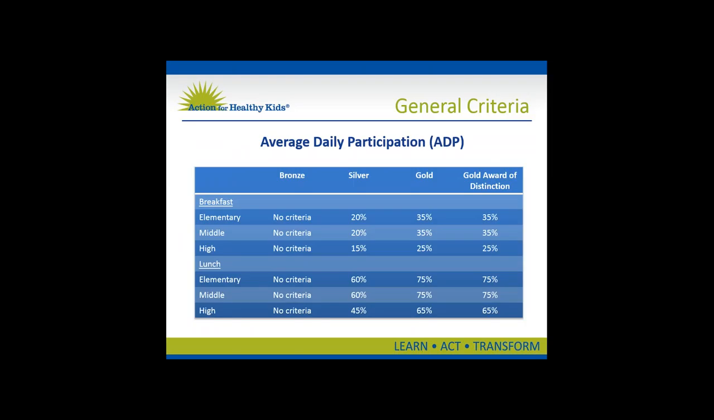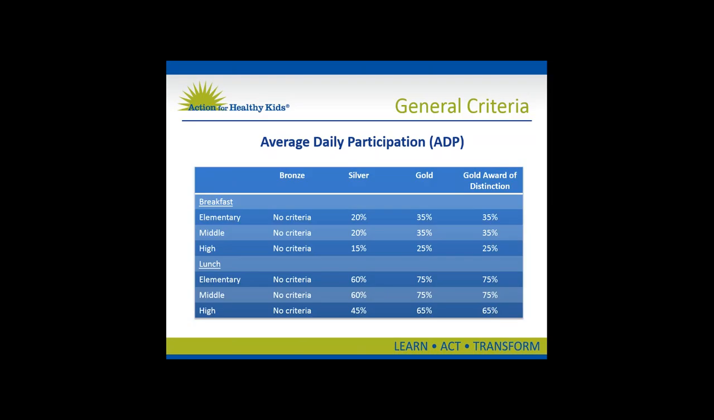As I mentioned earlier, schools must also participate in the School Breakfast Program and the National School Lunch Program. On your screen, you'll see the criteria around minimum average daily participation rates in these programs to be eligible for the various award levels of the Healthier U.S. School Challenge Smarter Lunchrooms Initiative. As you'll note in the chart, it does not require any average daily participation rate for the bronze level. However, it does require an ADP rate for the silver, gold, and gold award of distinction levels for both breakfast and lunch. Also to note, average daily participation in the National School Lunch Program and School Breakfast Program is based on attendance rather than enrollment.